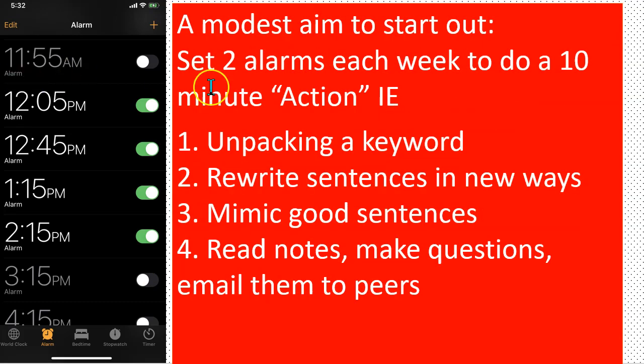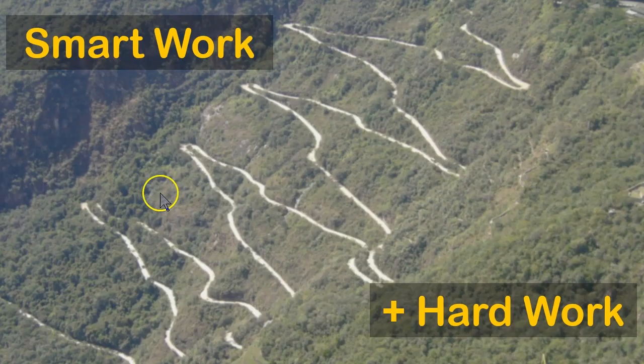What we want to see is set 2 alarms a week, 10 minutes of action doing these things. And that is how we will climb Mount Impossible. It's firstly smart work, so we're motivated, and then hopefully we can get ourselves to the point that we can work hard because we know we're succeeding.